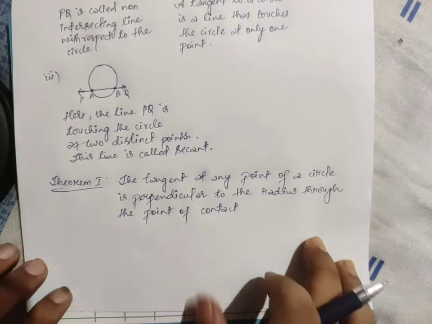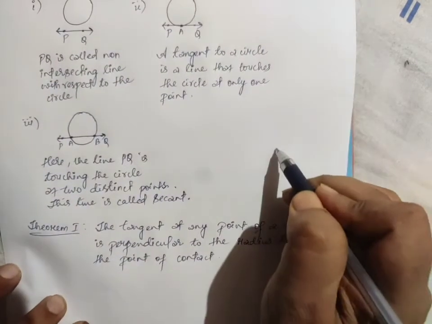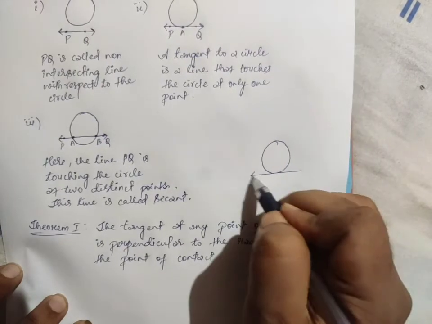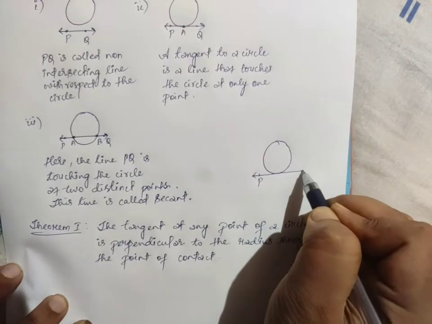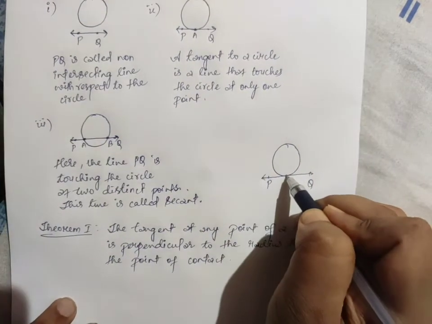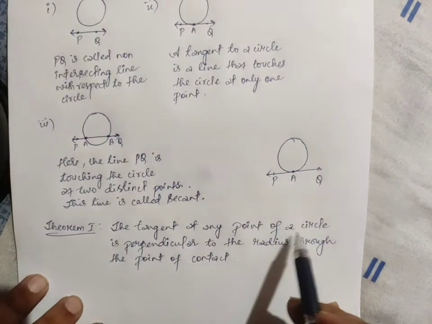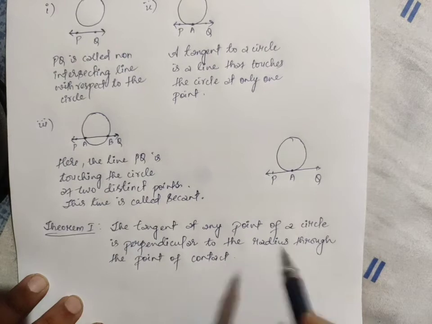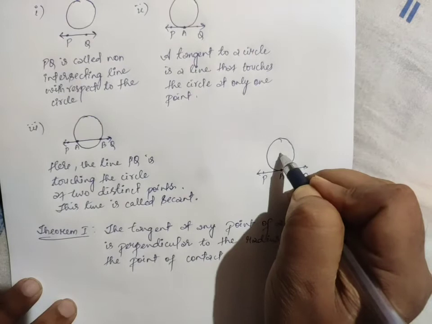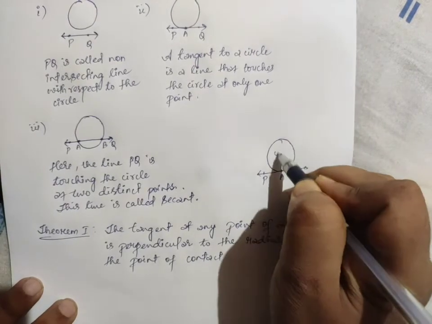So what does this mean? Let us draw the figure. The tangent at any point of a circle. Let us draw a tangent. You have a circle and a tangent PQ, touching the circle at this point, say A. Now what does it state? The tangent at any point of a circle is perpendicular to the radius through the point of contact. So you have a circle, this is the center O, and let us draw the radius.